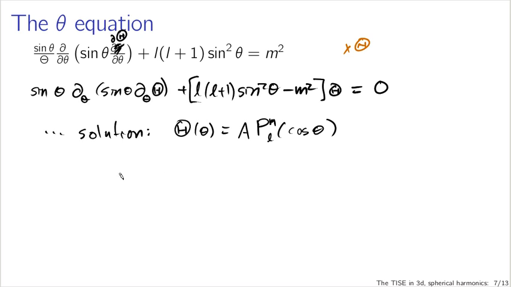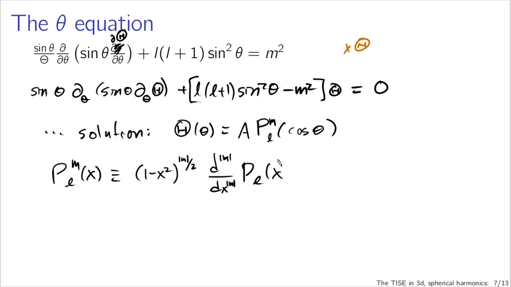The associated Legendre functions are given in terms of the Legendre polynomials. I'll write that out. P sub L superscript M of x, now just a generic argument, is more or less defined to be 1 minus x squared raised to the power given by the absolute value of m divided by 2, times the mth derivative of the P sub L of x, where P sub L of x now is a Legendre polynomial. So these P sub L superscript m's are the associated Legendre functions, and they're expressed in terms of the P sub L's, the Legendre polynomials.